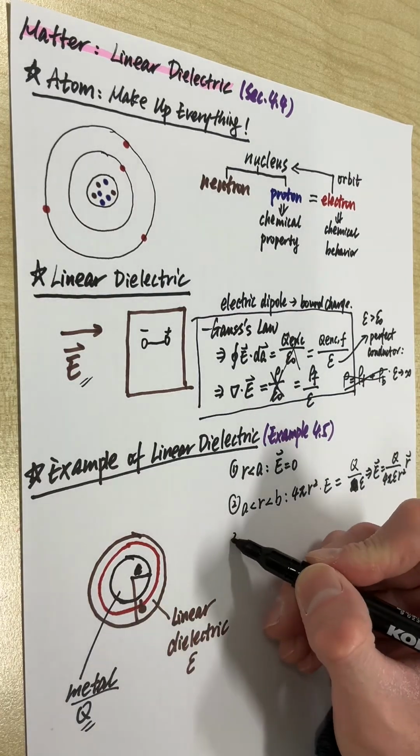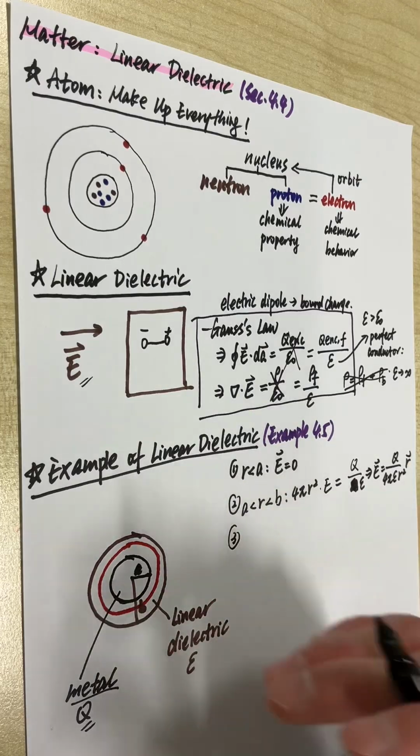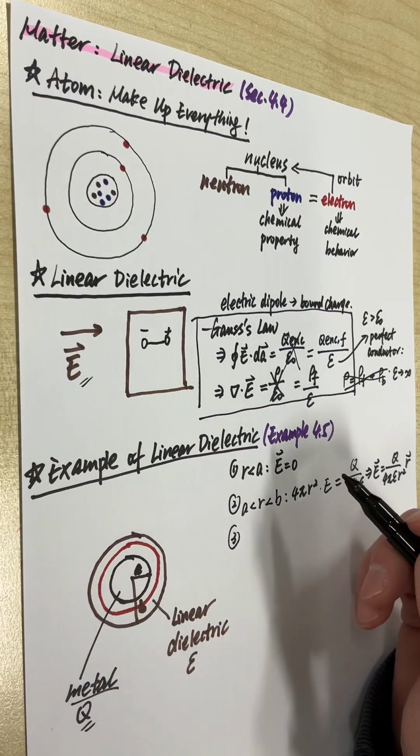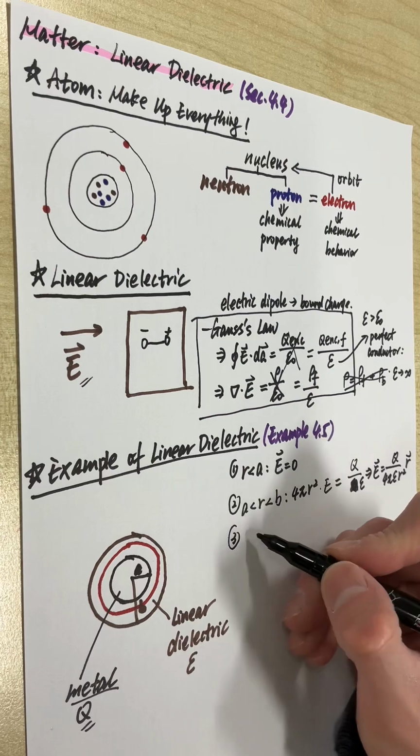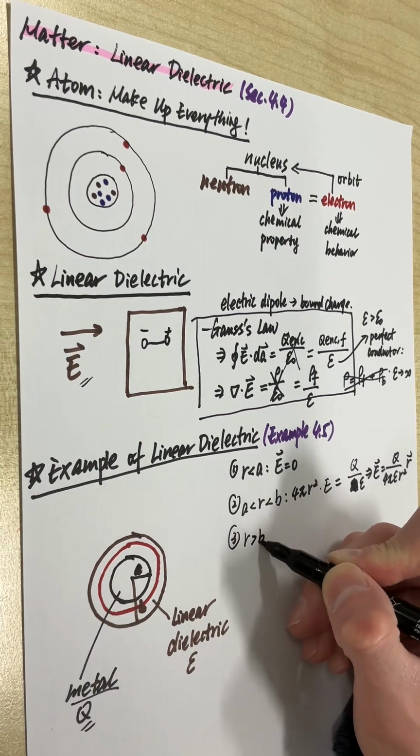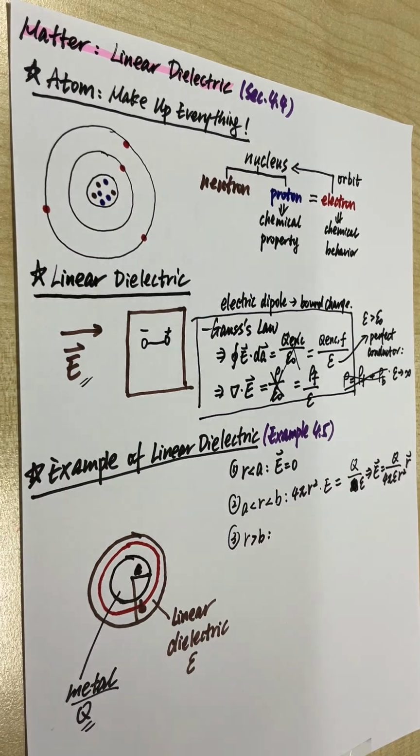And now what happens at any point outside the linear dielectric and also the metal? So r bigger than B, what happens? We have another Gaussian surface.